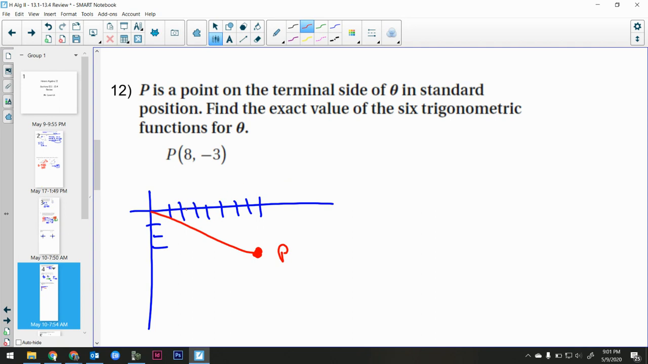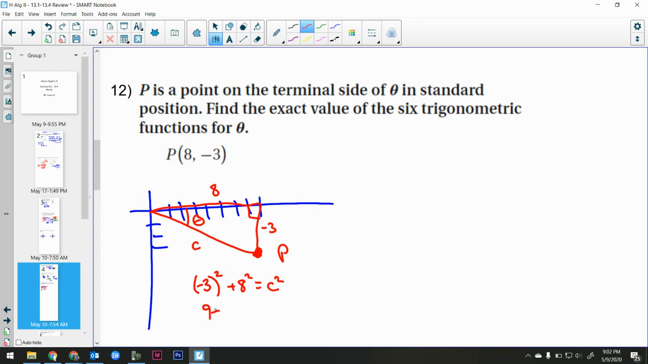Now, remember that theta is going to be your reference angle. So you make yourself, and remember, reference angles are always formed with the x-axis, never the y-axis. So here's my right triangle that's made. This is positive 8. This is negative 3. So I'm going to find the 6 trig functions with this right triangle. Okay, first thing I've got to do is find my C value. I think we called it the R value when we were doing it in the notes, but it's just the hypotenuse of a right triangle, so call it C.